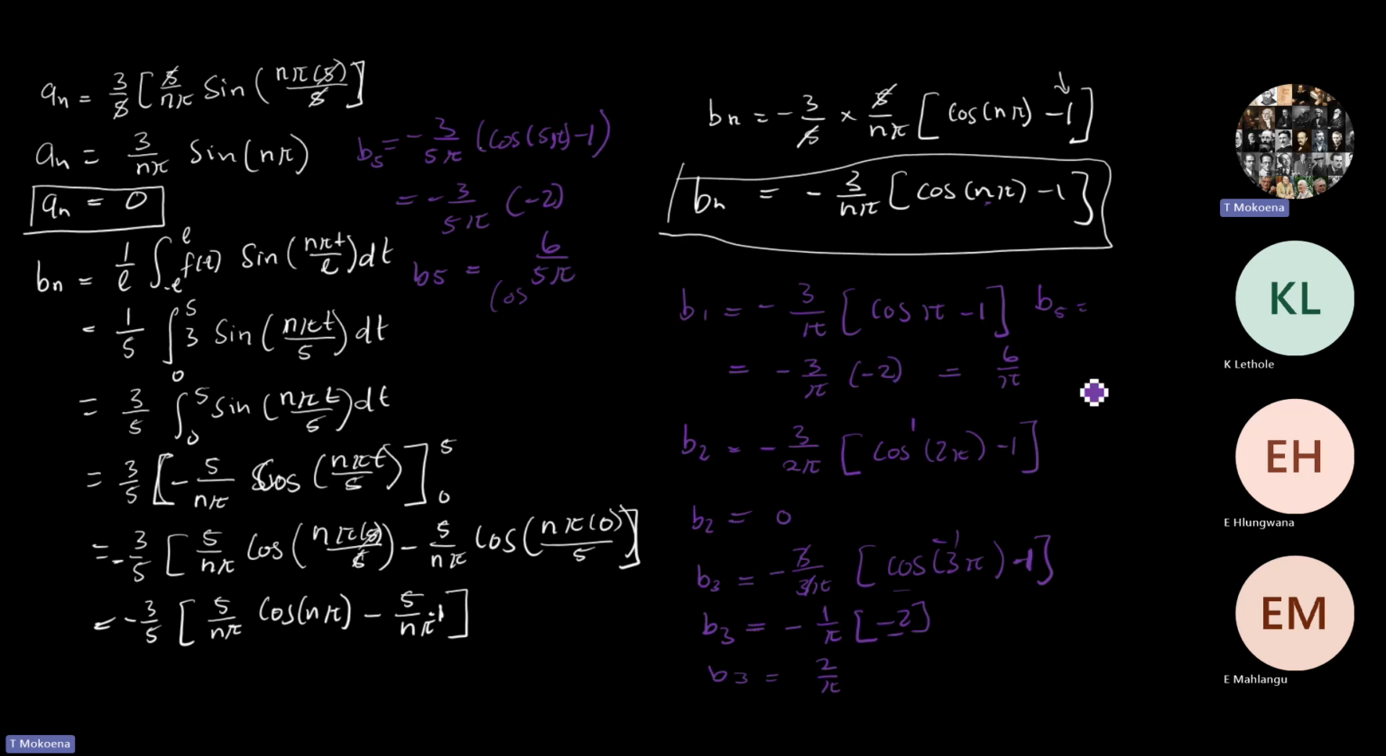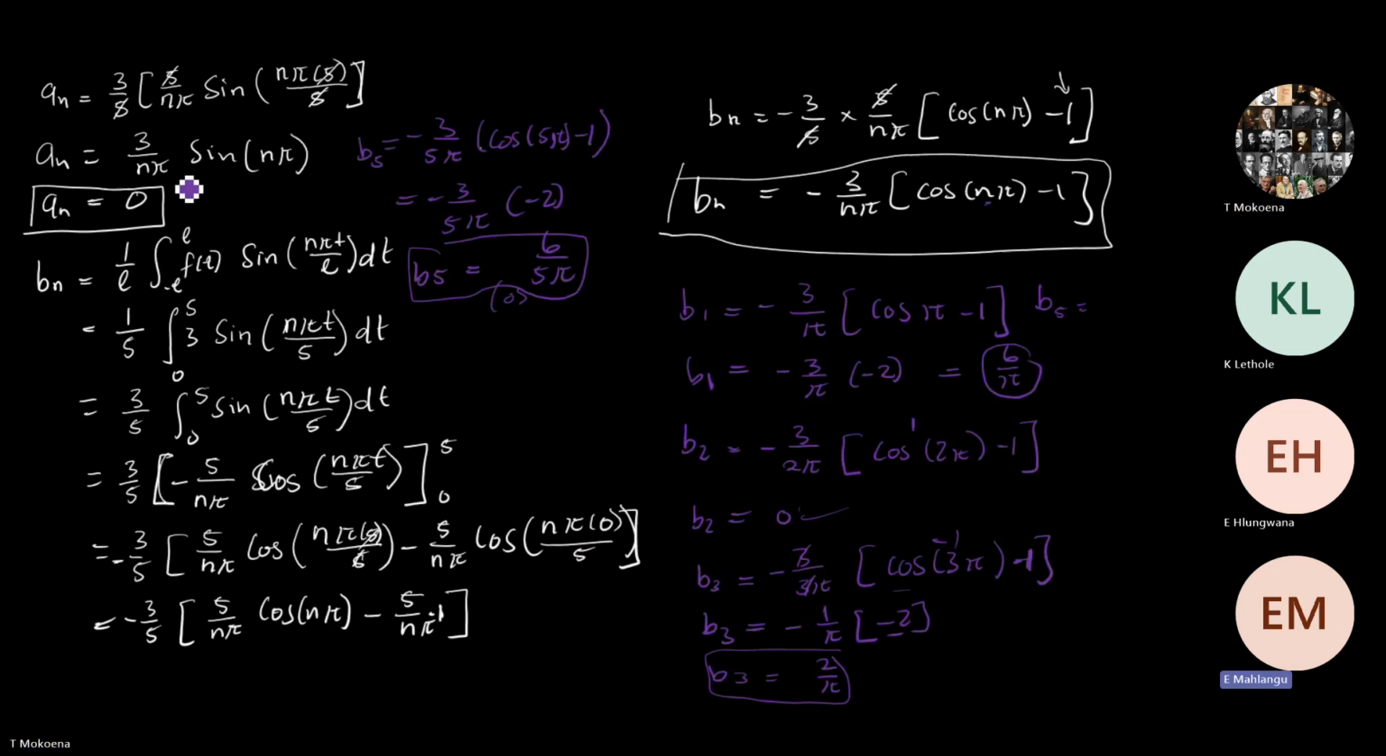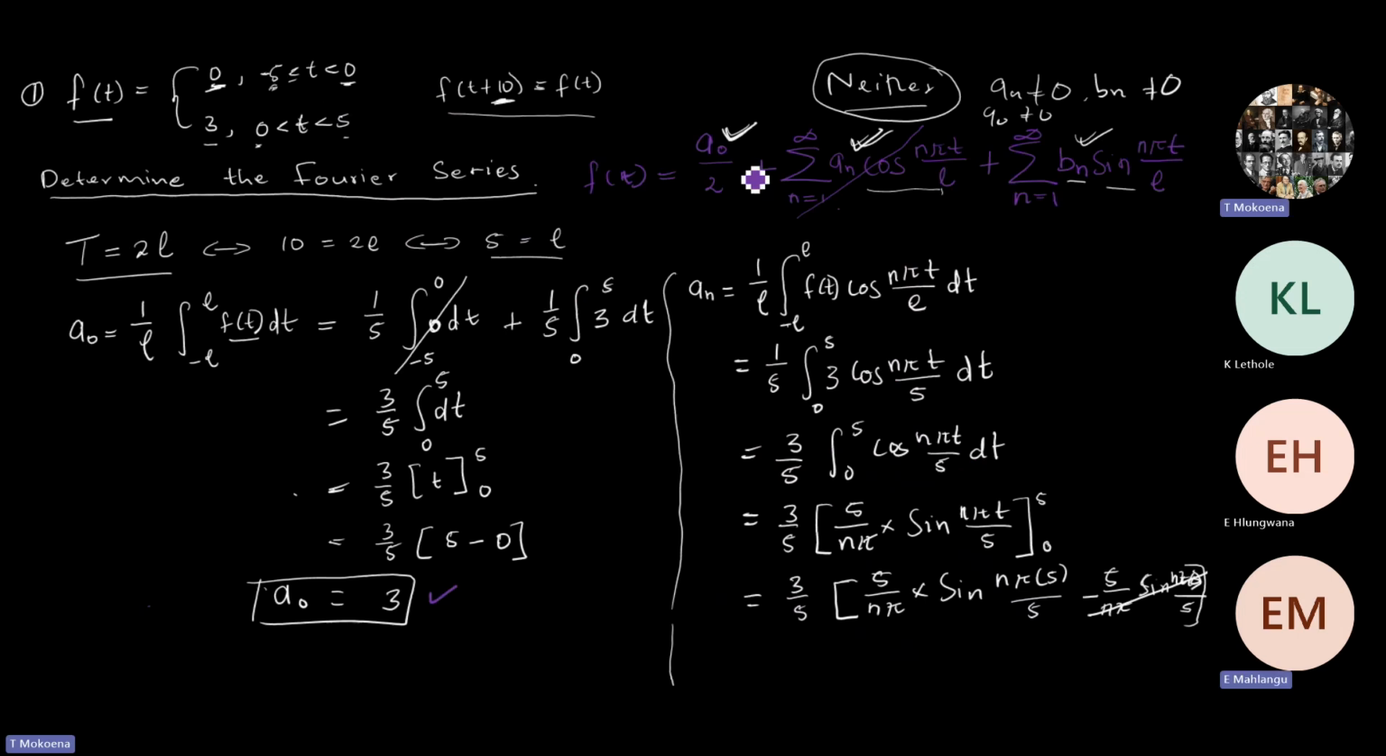So I have 3 terms. I have this term, which is b sub 1. I have this term, I don't need it because it's 0, leave it there. I have this term, which is b sub 3, and this term, which is b sub 5. Now I can expand my Fourier series. Remember, this 3 over 2 is from here, and this part we said it dies. Now we are expanding this one because we just used the equation for b sub n.